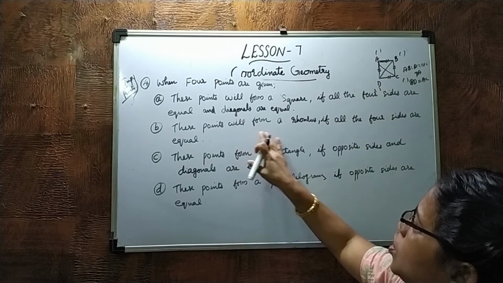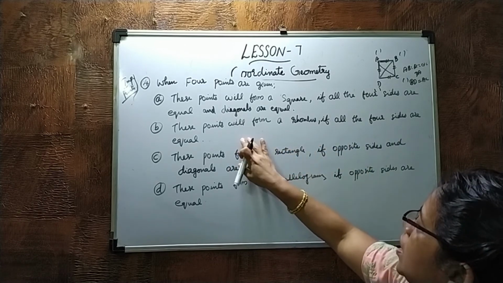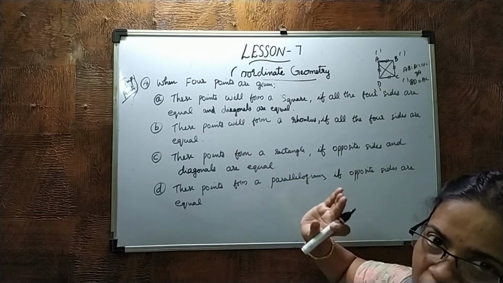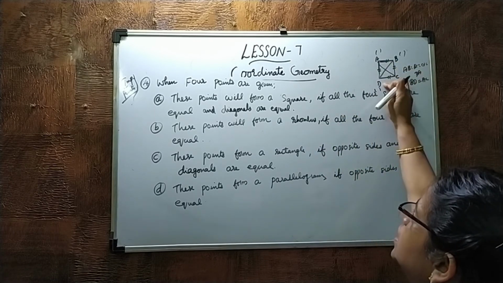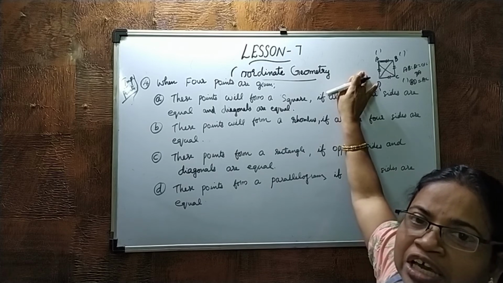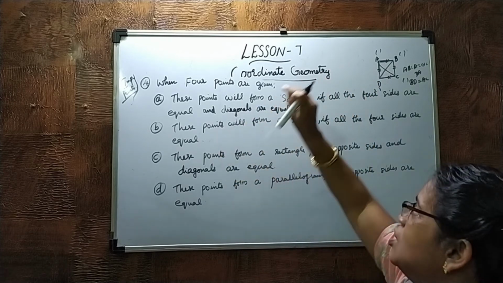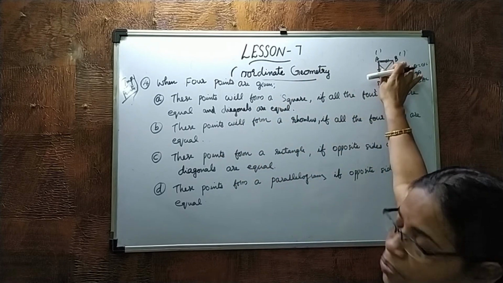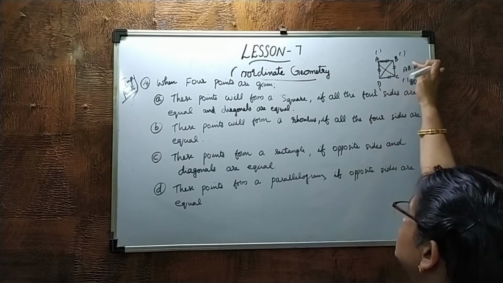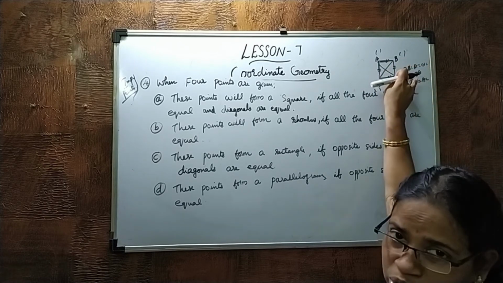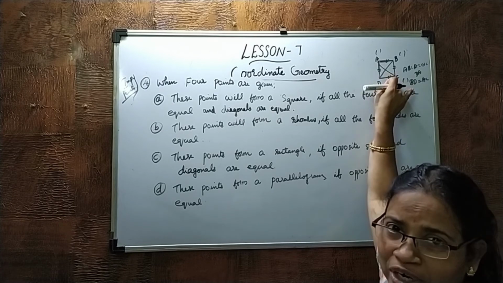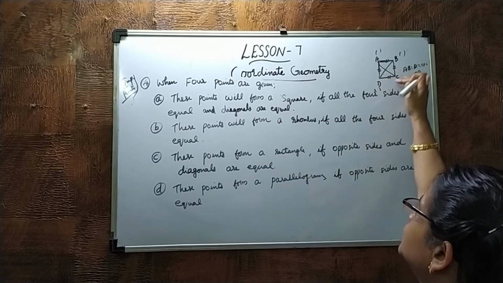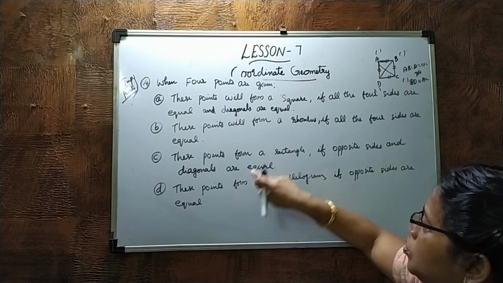What about a rhombus? For a rhombus you only need to find out whether the 4 sides are equal. That means AB should be equal to BC, BC equal to CD, CD equal to DA. They will give you 4 coordinates. Find out the distance between AB. Then find out the distance between BC using root of x2 minus x1 the whole square plus y2 minus y1 the whole square. Then CD and then DA you find out.